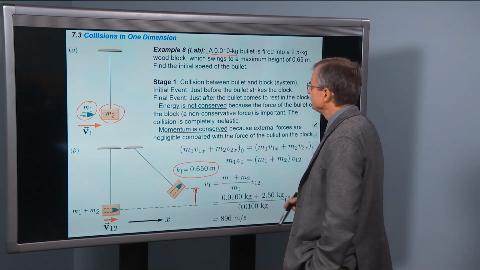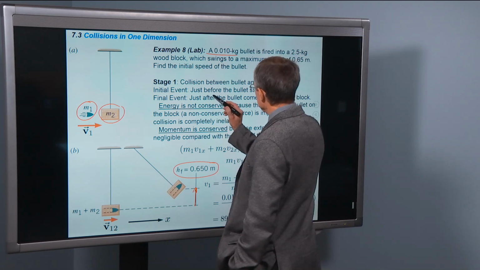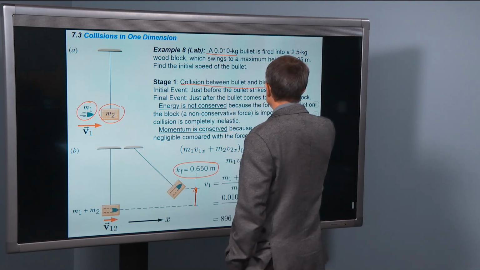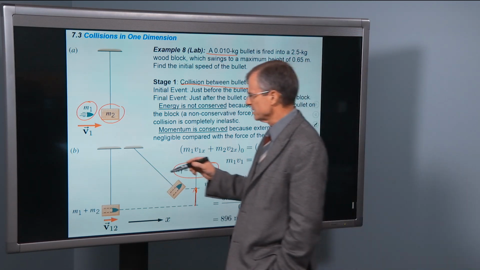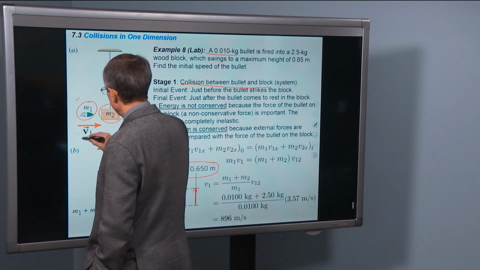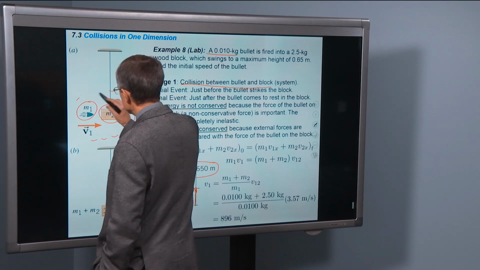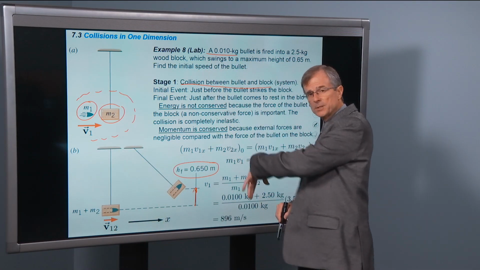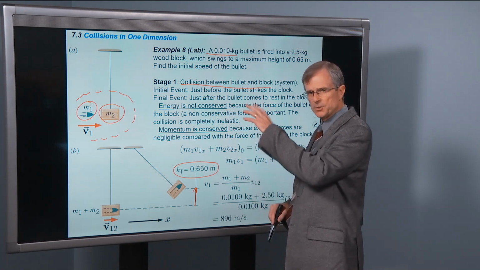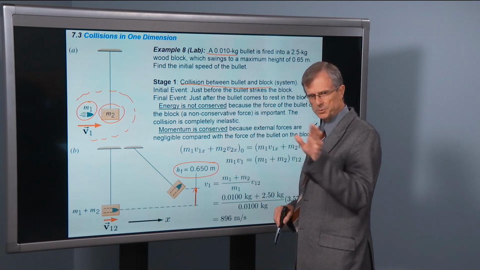Stage 1 is the collision between the bullet and the block. So the bullet and the block is my system. And stage 1 is just to consider the collision between the two. So this slide is devoted to stage 1. Slide 2 is devoted to stage 2, which we'll talk about.